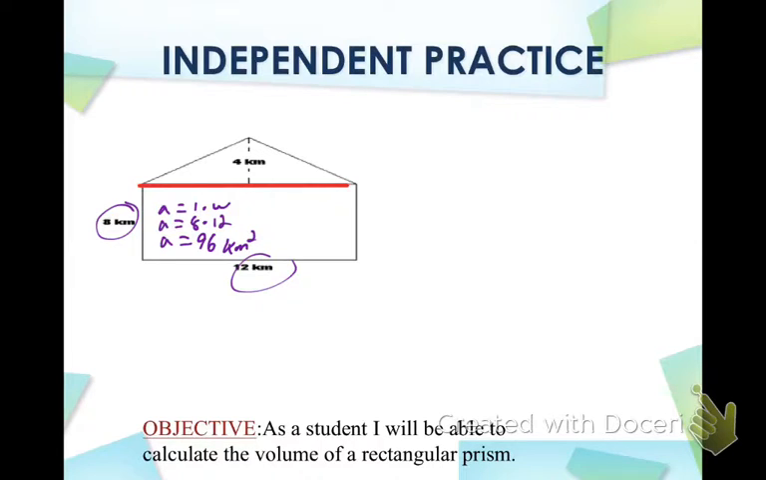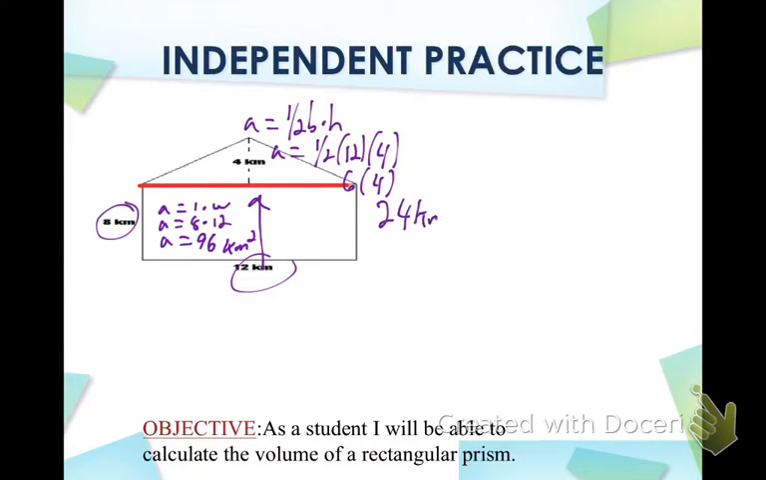Whew. And what about the top? Well, the triangle is 1/2 the base times the height. Oops, area equals, can't forget that. Area equals 1/2 of the base, which is 12, because this is the same size. So 1/2 of 12 times 4. And half of 12 is 6 times 4, which gives us 24 kilometers squared.